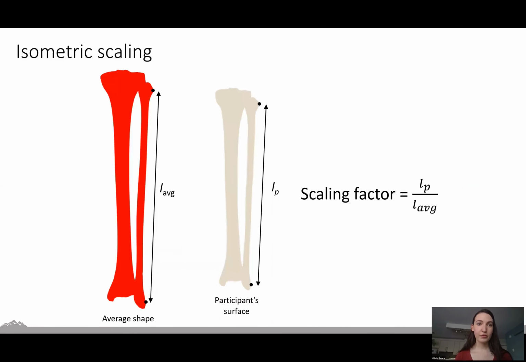I also wanted to perform isometric scaling to give myself a reference for what's normally done. So I calculated a scaling factor, and the scaling factor was the distance between the lateral malleolus and the fibular head markers, between the average surface and the participant surface. And this was done to simulate what's commonly done where segment length or the distance between the lateral knee and ankle markers are used to scale the tibia.